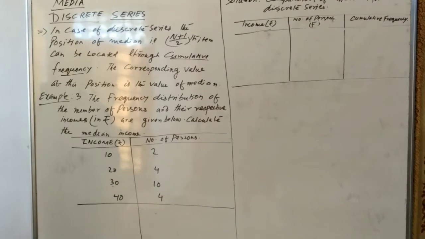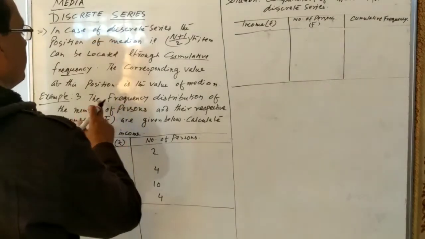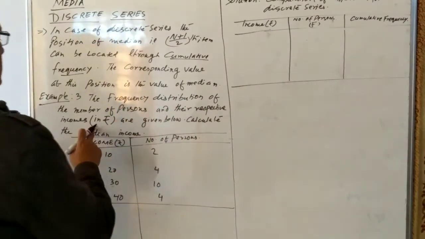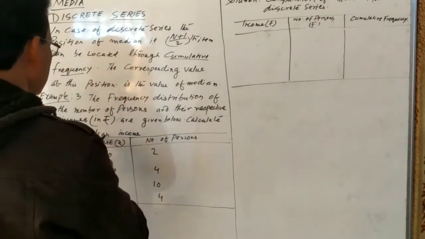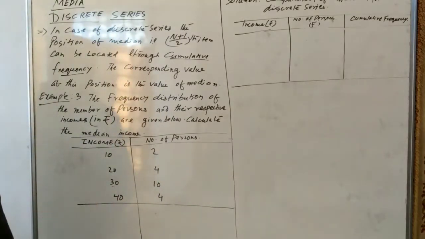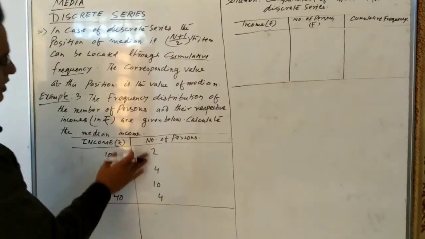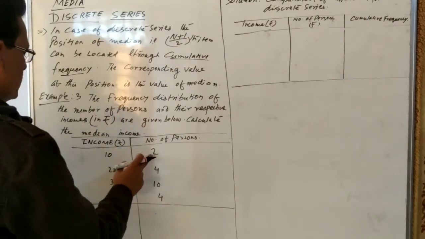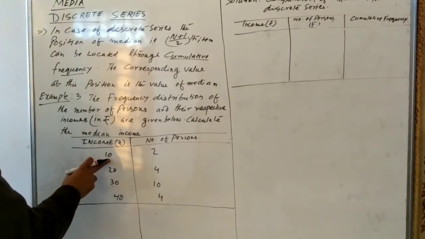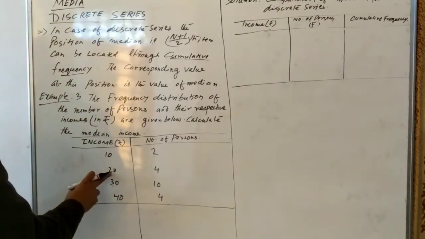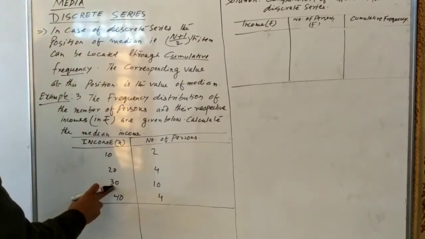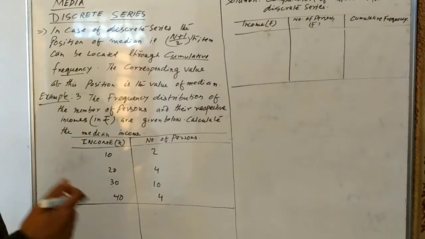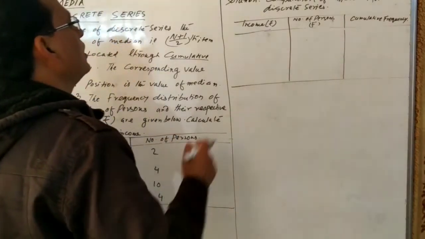So let us take one example from our textbook. The frequency distribution of the number of persons and their respective incomes are given below. Calculate the median income. Here the incomes are given and the number of persons are also given. 2 persons have an income of 10 rupees, 4 persons have 20 rupees, 10 persons have 30 rupees, and 4 persons have 40 rupees. Let us see how we can compute the median for a discrete series.